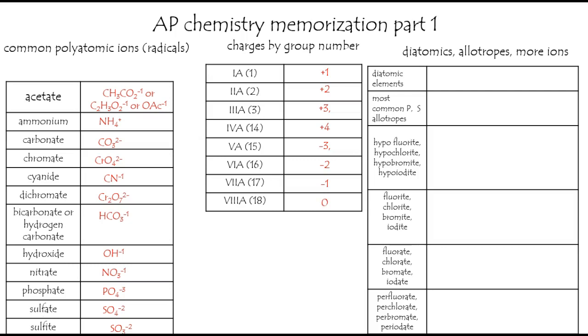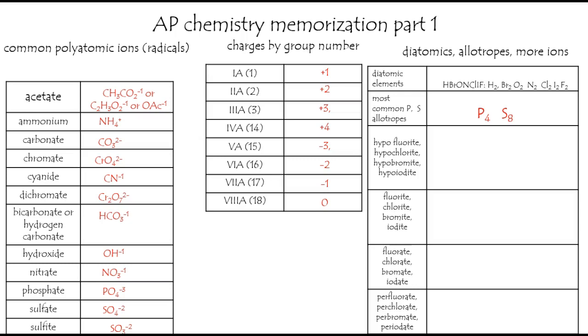Okay, the diatomic elements, which ones are they? I use the mnemonic H. Broncliffe, so hydrogen, bromine, oxygen, nitrogen, chlorine, iodine, and fluorine. H. Broncliffe. The most common allotropes: for phosphorus, P4. For sulfur, octahedral S8. Alright, what's a hypofluorite, hypochlorite, hypobromite, and hypoiodite?